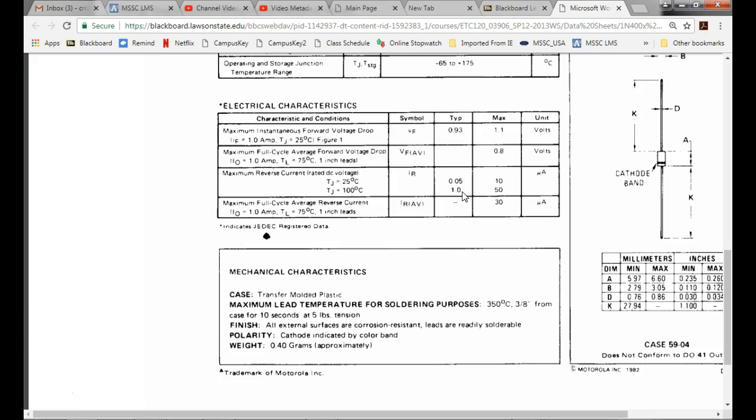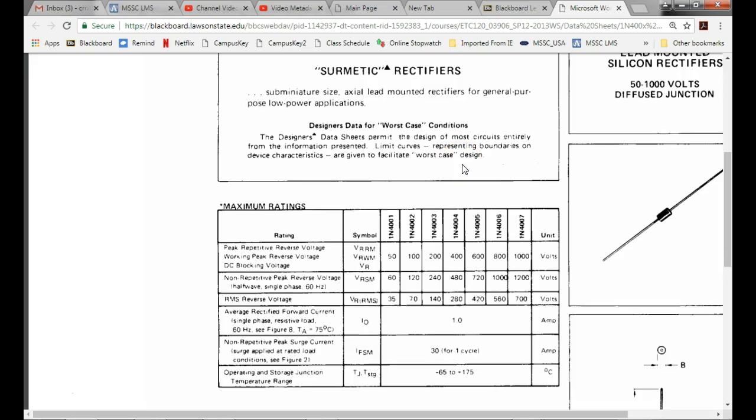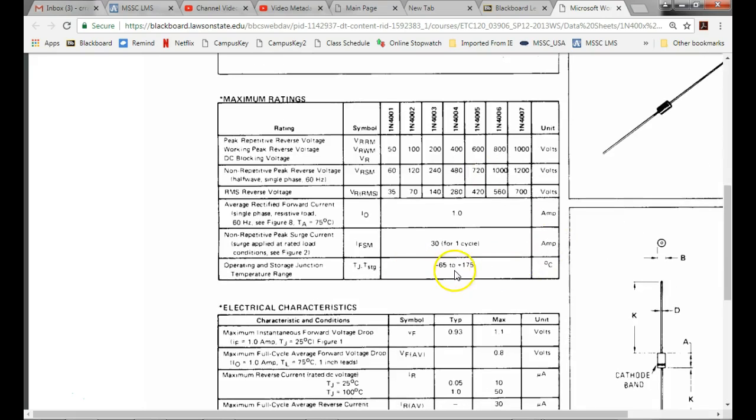So you can see it varies with temperature. They give us 2 ratings, right? There's a lot more to go. So we're going to have to be careful what temperature range we operate this thing in, right? And here it tells us the actual operating temperature range. As long as I operate it between -65 and 175 degrees centigrade, which is real hot, then it should be okay. If I get above that, then it might be damaged.